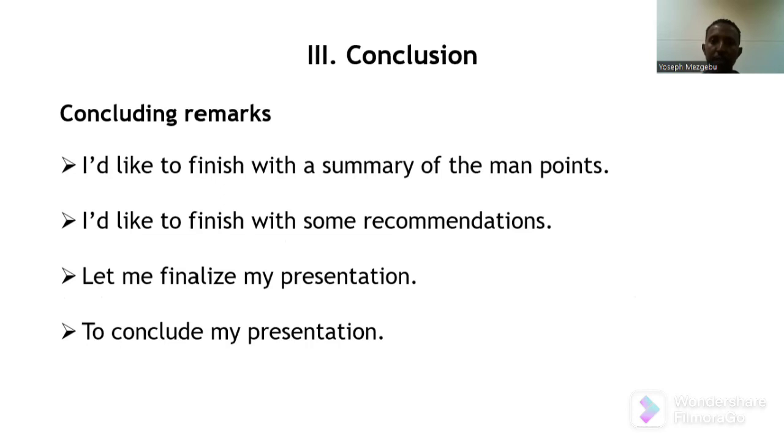The other part, the last part, is the conclusion part. There are concluding remarks which indicate the final part of your presentation. I would like to finish with a summary of the main points. I would like to finish with some recommendations.